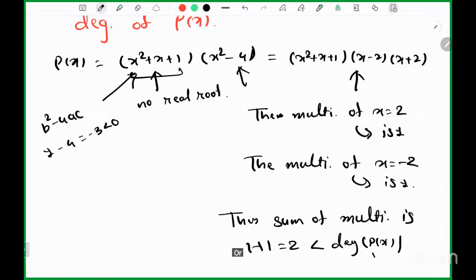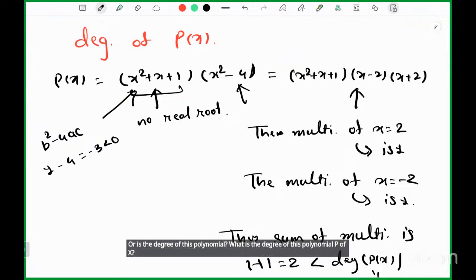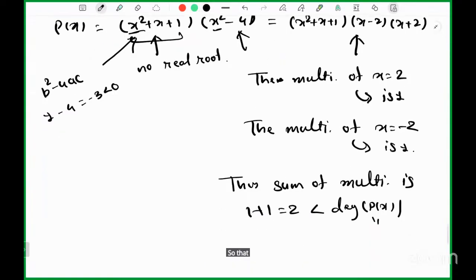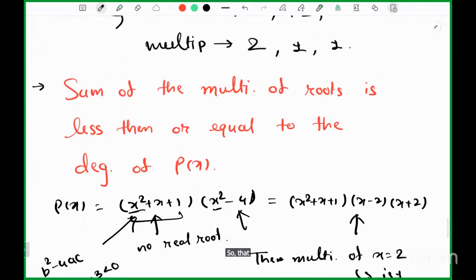What is the degree of this polynomial p of x? 4, correct, because if you multiply and simplify it out, x to the power 4 will be the largest power of x. So the degree of this polynomial is 4. The sum of the multiplicities is actually strictly less than the degree of the polynomial. That's why I have written less than or equal to: because of the complex root scenario, we can get less than or equal to. The sum of the multiplicities of the roots is less than or equal to the degree of p of x. I hope that's clear.